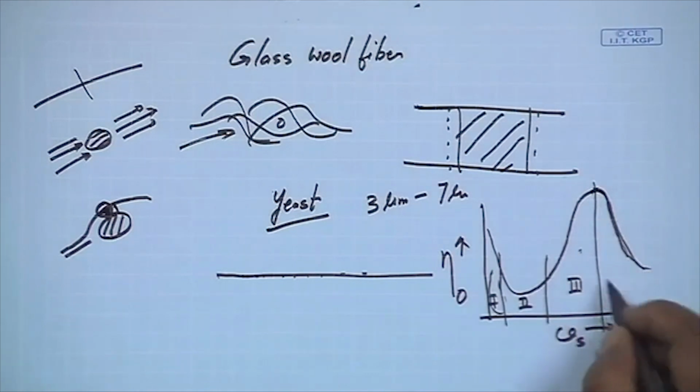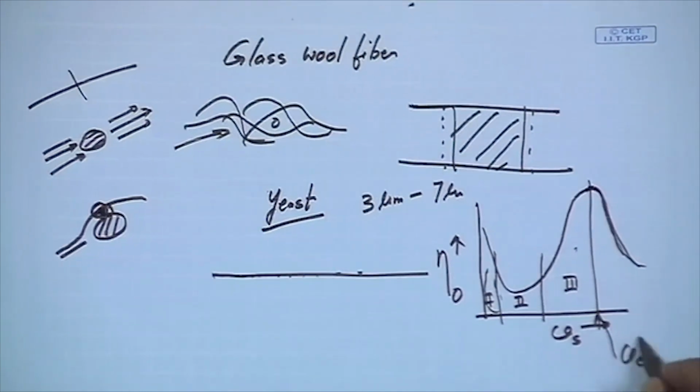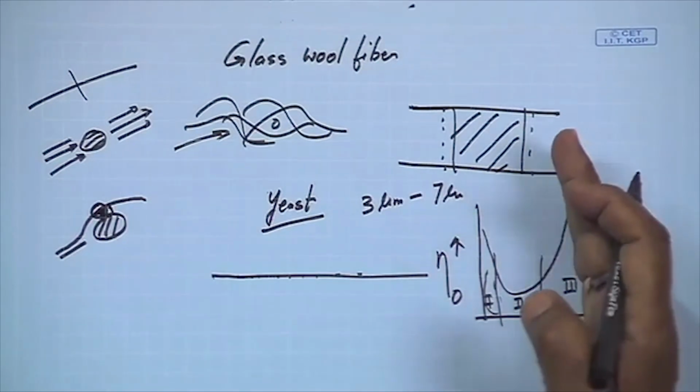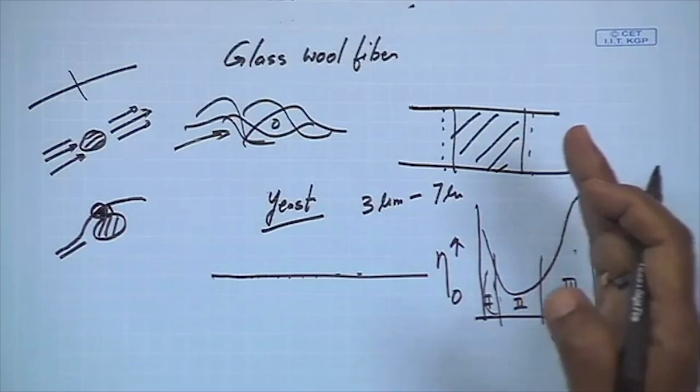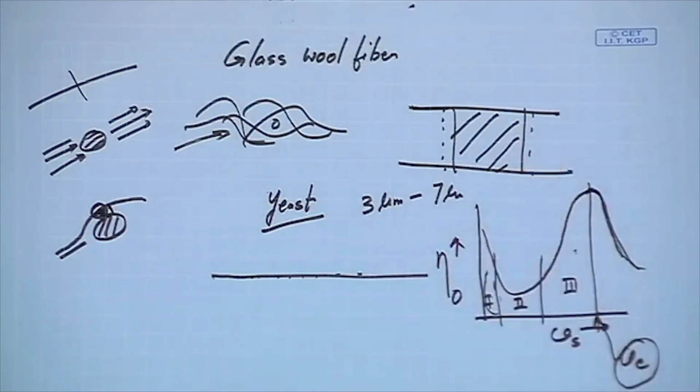So, for designing of an air filter, we always have to consider this critical velocity. When you design, under no circumstances should the air velocity be more than this. The air velocity should always be less than that. This is very much essential for designing.